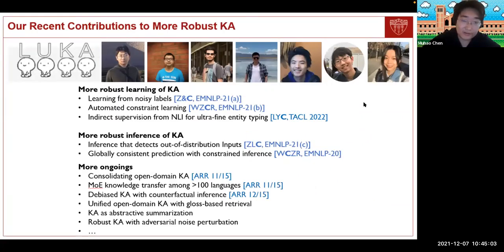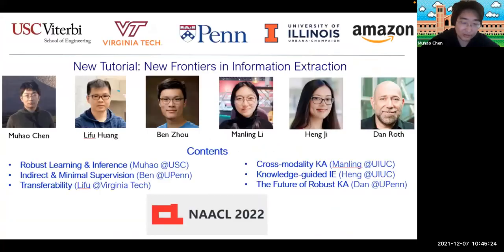Okay, so this is a list of our recent contributions on knowledge acquisition. We have some works which I already mentioned. We're also working on other problems like how to consolidate open domain knowledge acquisition, how to transfer knowledge among different languages, and how to debias knowledge acquisition so it has less keyword bias, and so on and so forth. We also have an upcoming information extraction tutorial proposed at NAACL this year. We'll talk about robustness, transferability, indirect and minimal supervision, how to support cross-modality knowledge acquisition, and also how to enforce known knowledge to acquire unknown knowledge.